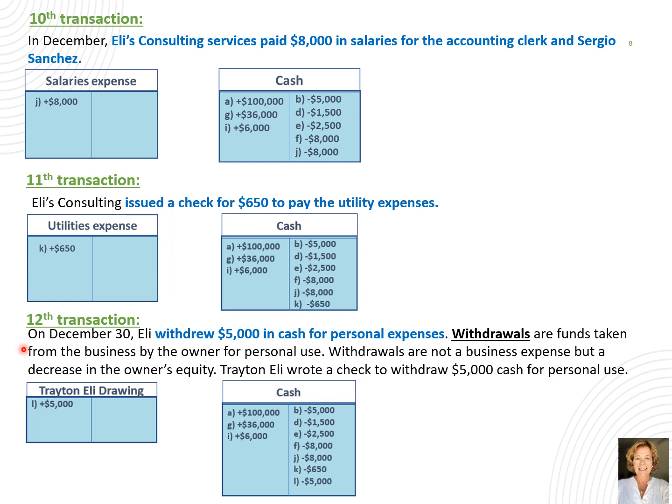So we're looking for the debit, and for that we're actually using a separate account called Trayton Eli Drawing. It's part of owner's equity, but drawing amounts are tracked separately to have a better overview of how much was taken out for personal expenses. Okay? So debit to Trayton Eli Drawing, $5,000 debit on the left side, and our cash decreased, and that decreases with a credit on the right side.